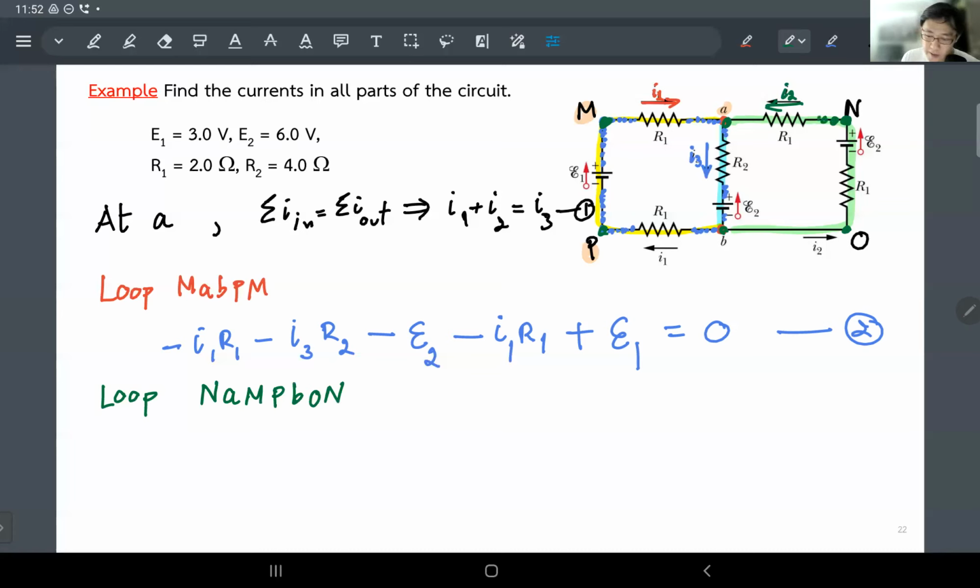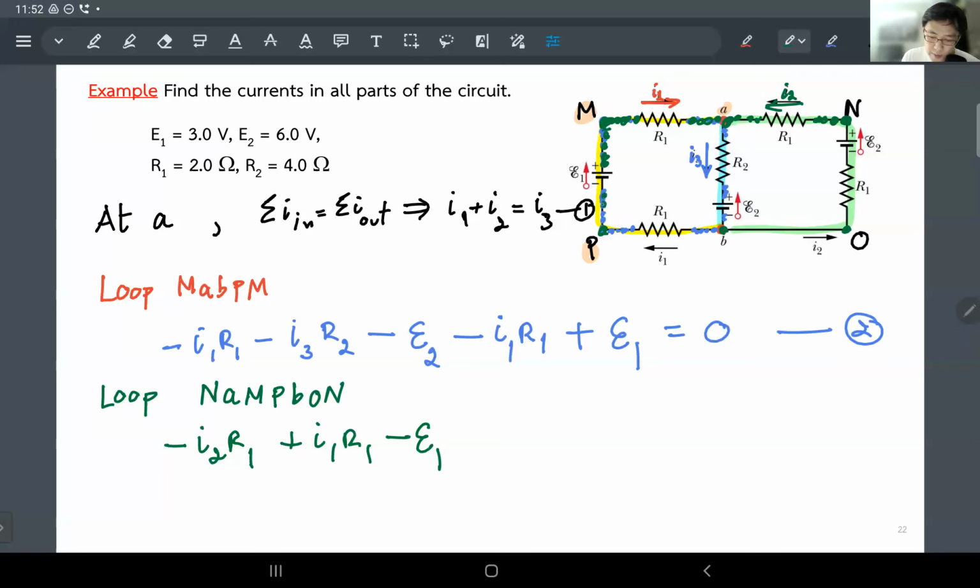Walking. Now I'm hitting R1 with the I2 in the same direction. So I'm going downhill. Negative I2 R1. Keep going. A, nothing happened. Keep walking. Hitting R1, but now I'm going against I1. So I'm going uphill. So it's going to be positive I1 R1. Cool. Keep going. M, turn. Now I'm hitting the positive terminal of the source. I'm going from positive to negative, to a lower potential, negative E1.